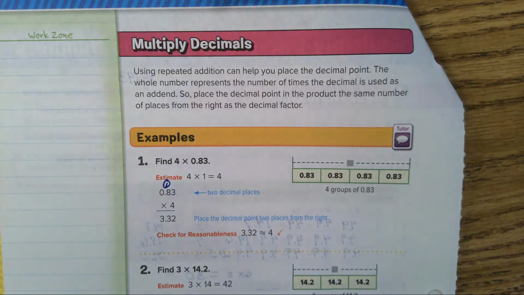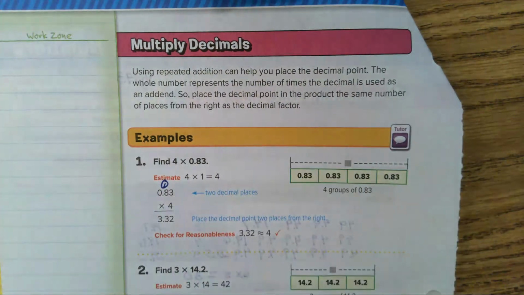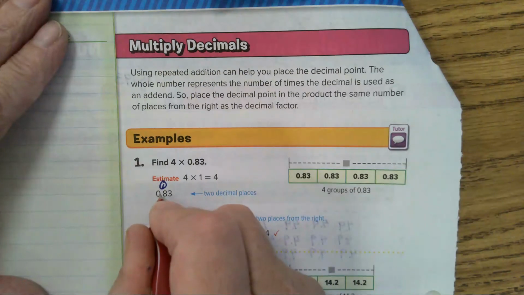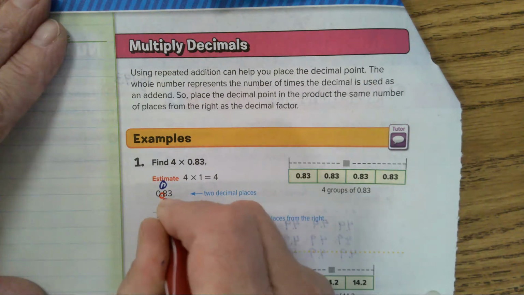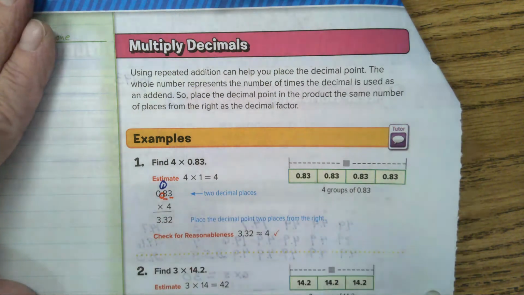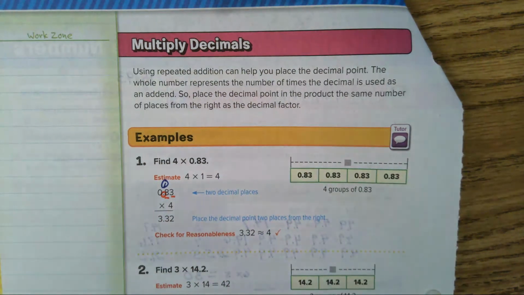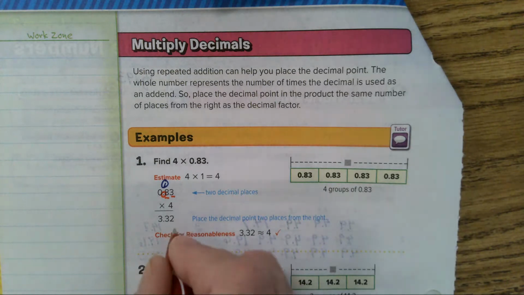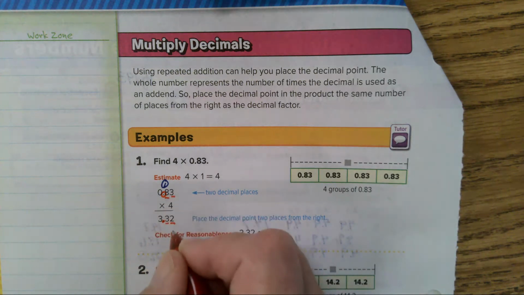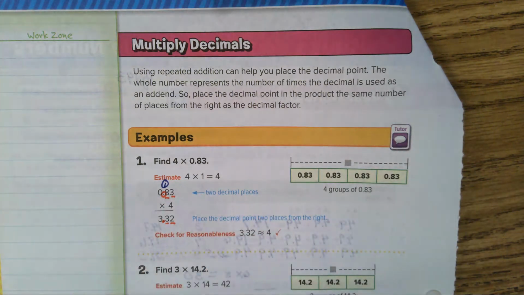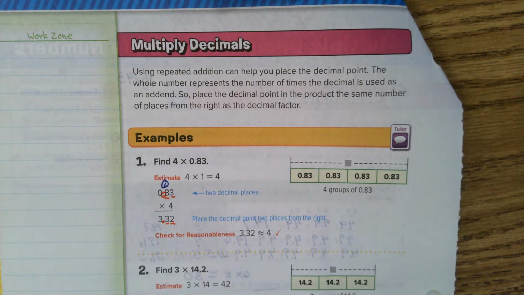Now I have to put the decimal point in. How many numbers are behind the decimal point in the problem? 1, 2. So in your answer, which is the product, how many numbers have to be behind the decimal point? 2. So you look, 2 in the problem, 2 in the answer. Any questions? Multiply like you normally do, count your decimal places, and then place it.